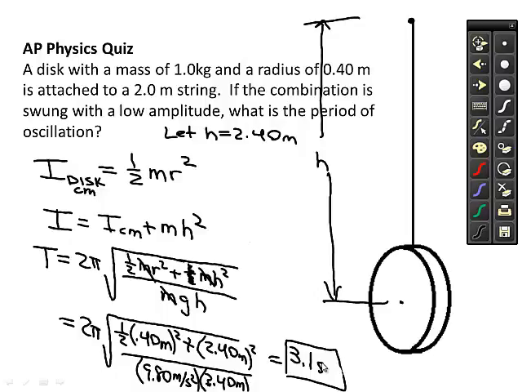Is T equals 2 pi square root of I over mgh? Is that on the equation sheet? It is not. You have a copy of the equation sheet, and if you've lost it, it's on the Moodle page.